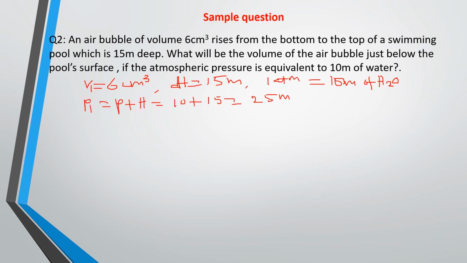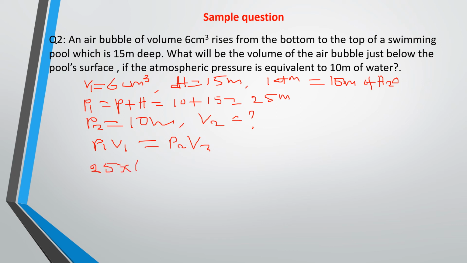Okay, then you're just at the surface, the pressure is equal to atmospheric pressure, which is equal to 10 meters. Then the volume is what you don't know. That's what you are looking for. So from P1 V1 equals P2 V2, you will substitute into this equation. You have that P1 V1 is equal to 25 times 6 is equal to P2 V2, which is 10 times V2.